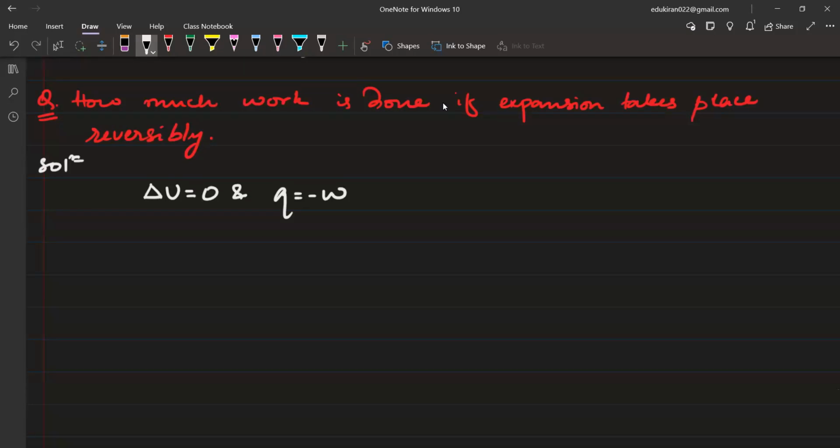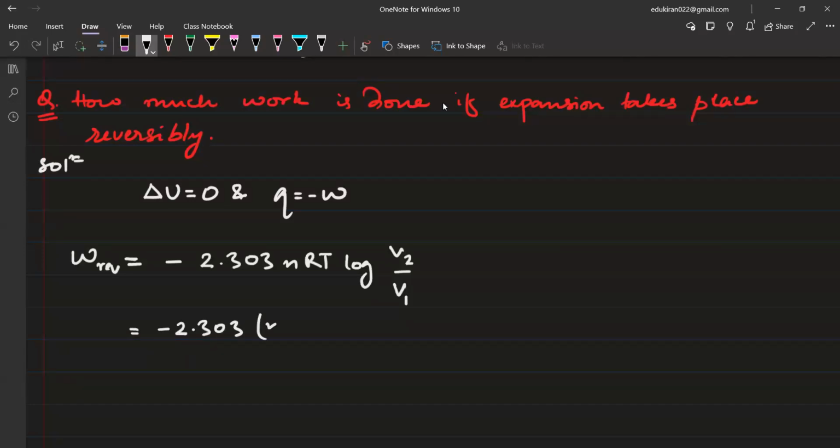The question doesn't mention it, but this still holds and we can write W reversible. Now the internal pressure will come into use because it is reversible in nature. W reversible will be equal to minus 2.303 nRT log of V2 by V1. Listen carefully now, minus 2.303 nRT log V2 by V1. We know that PV is equal to nRT, yes or no?